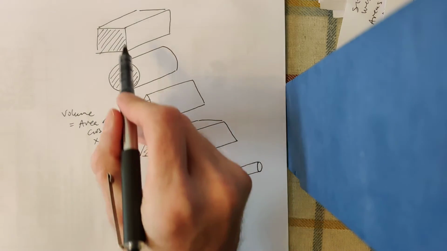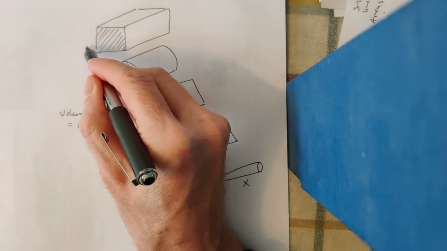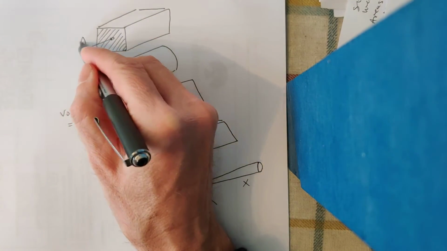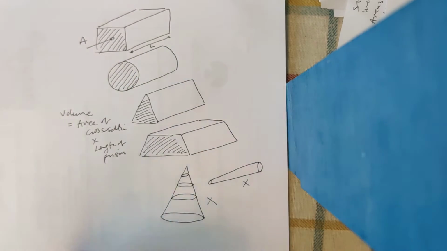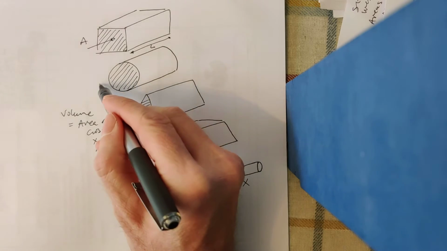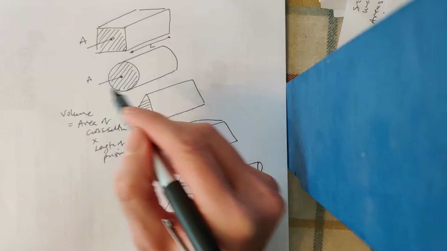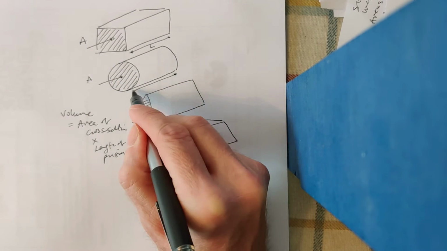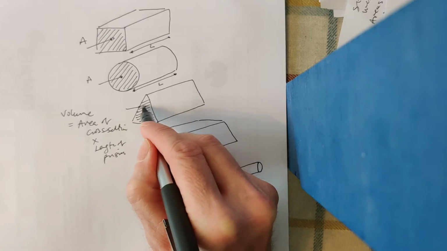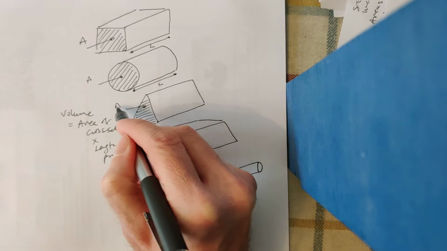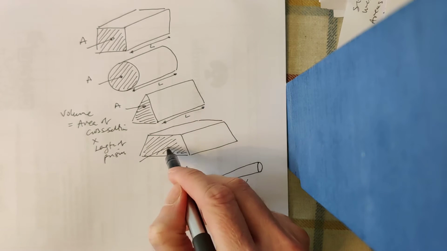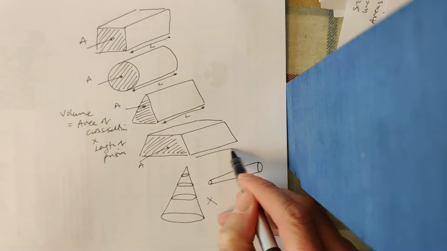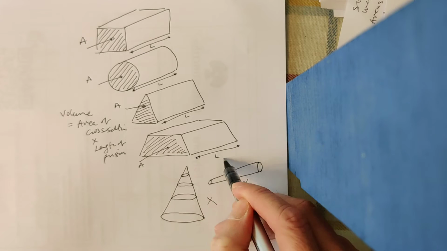So if you wanted to get the volume of this here, you would get the area of the front and you times by the length, whatever that is. Same here, you'd get the area of the front here and times by the length. Same with the tent there, or the triangular prism, area of the front times by the length. And the trapezium, area of the front times by the length.